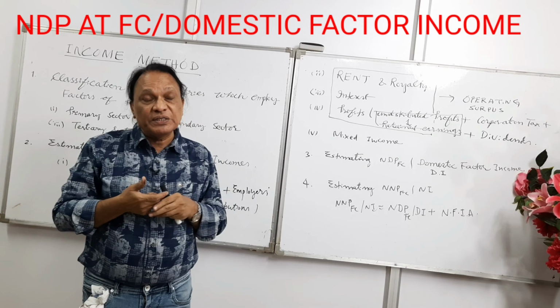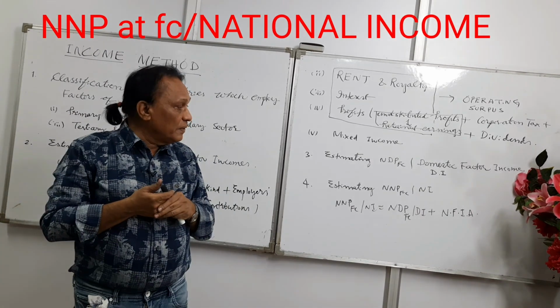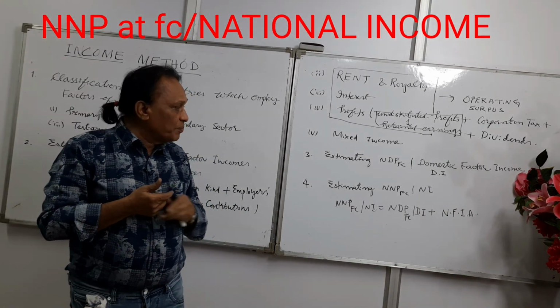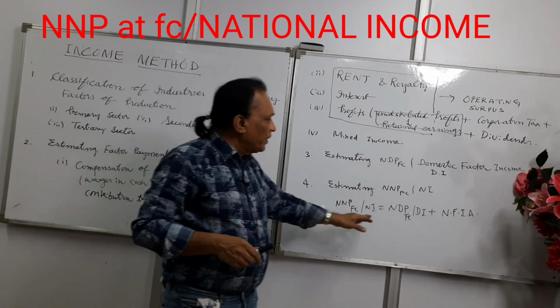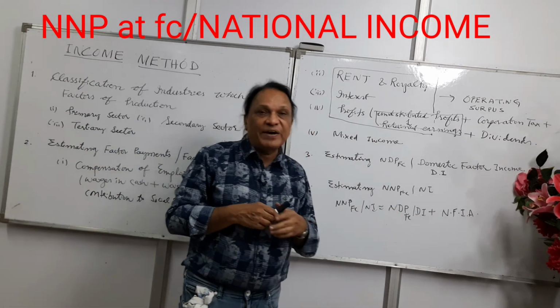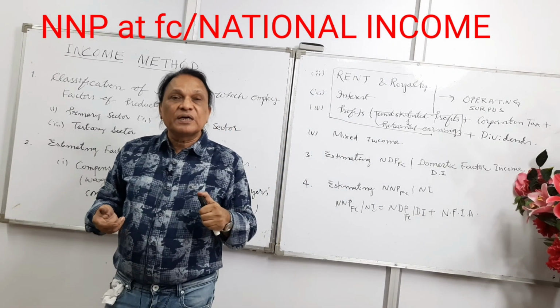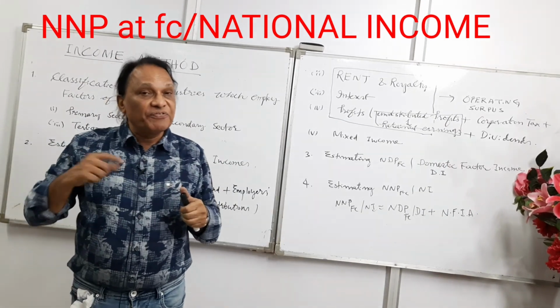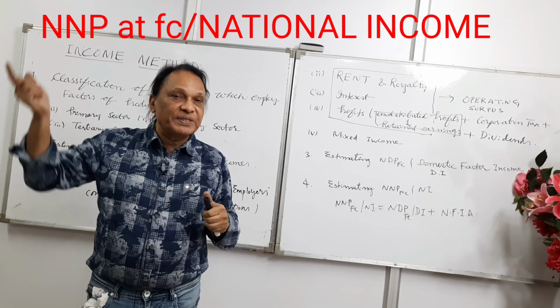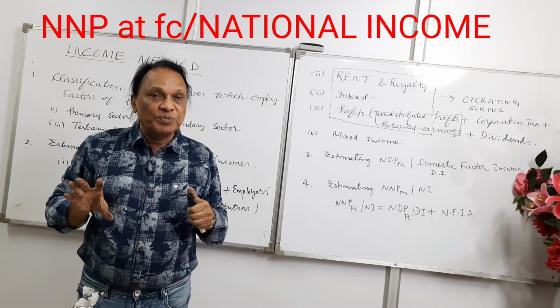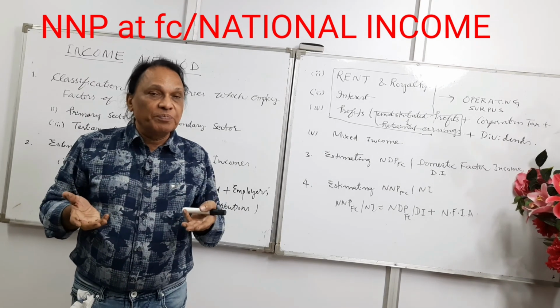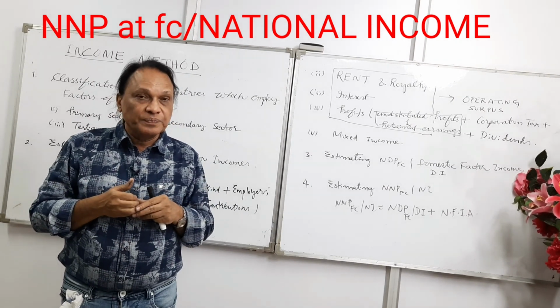And the last step is estimating NNP at FC. To this you add net factor income from abroad. NNP at FC is equal to NDP at FC plus NFI, net factor income from abroad. Net factor income from abroad is the difference between factor income received by the residents of the country and factor incomes paid to the non-residents within the domestic territory of a country. It will give you NNP at factor cost or national income.